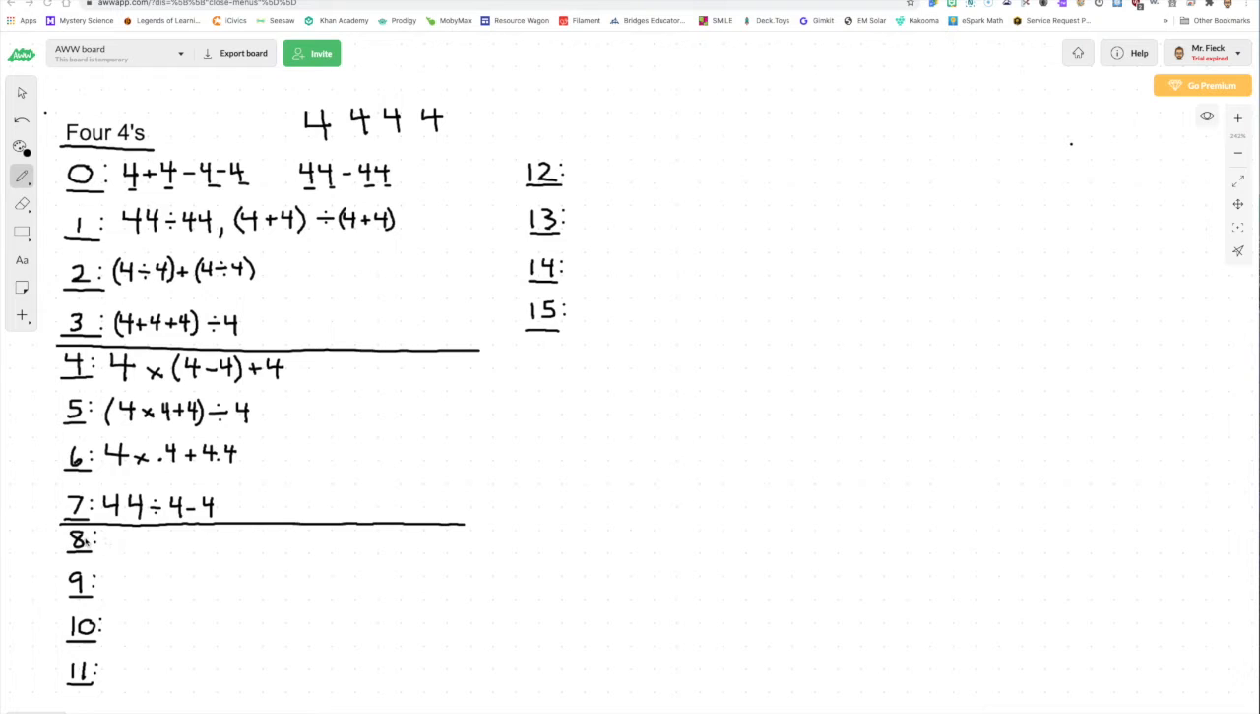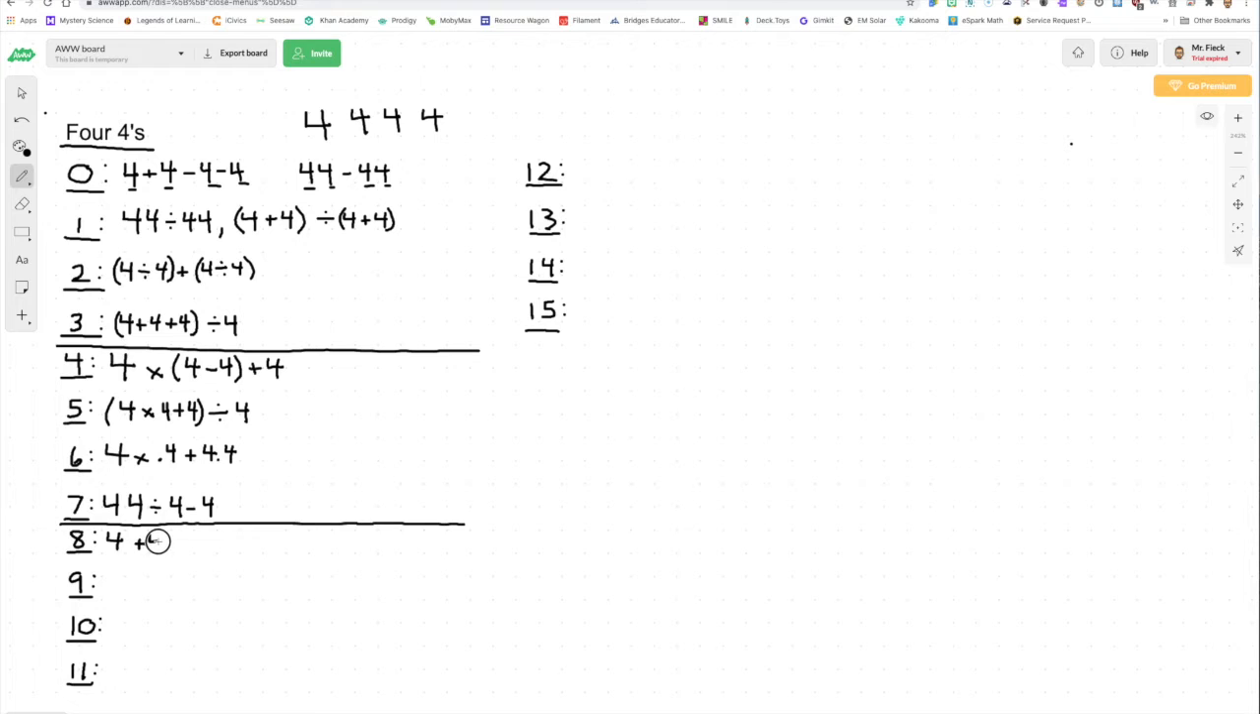Yesterday, you were asked to solve for 8, 9, 10, and 11, so we'll be going over that, and then after we see some solutions for that, your task for today is going to be solving for 12, 13, 14, and 15.